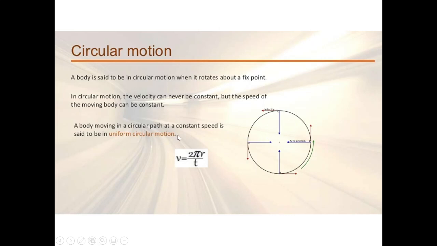A body moving in a circular path at a constant speed is said to be in uniform circular motion. It means the speed is constant, but the velocity is not fixed, because at every position the direction is changing. Here the velocity v is equal to 2 pi r by t. This was your circular motion.